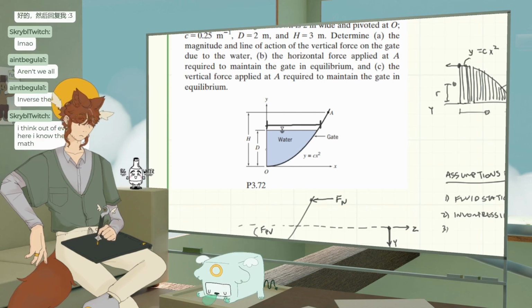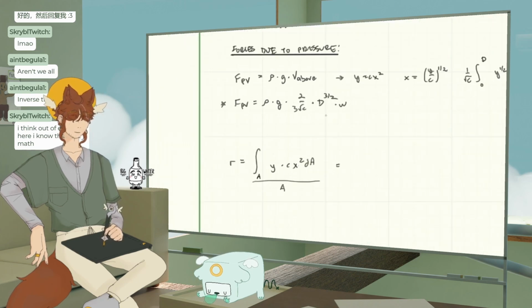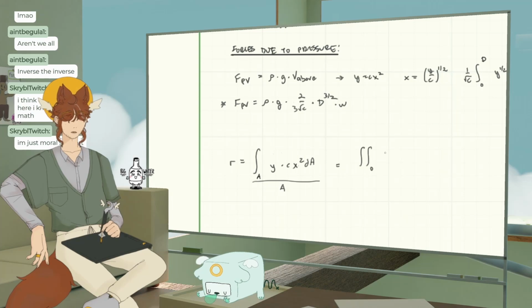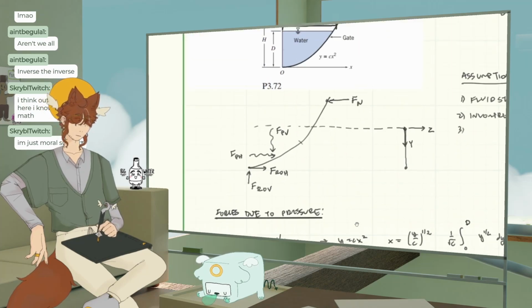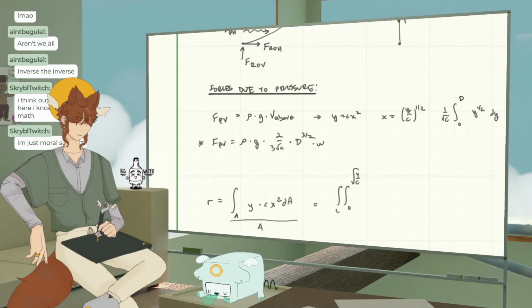So 0 to this line in terms of y. Damn it, it's going to be the square root of y, from 0 to the square root of y over c. And then y goes from 0 to d. Y times cx squared dA over a, which we've already calculated.